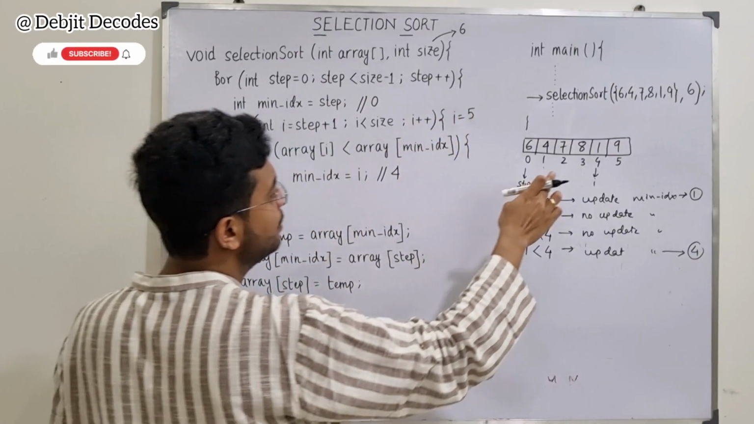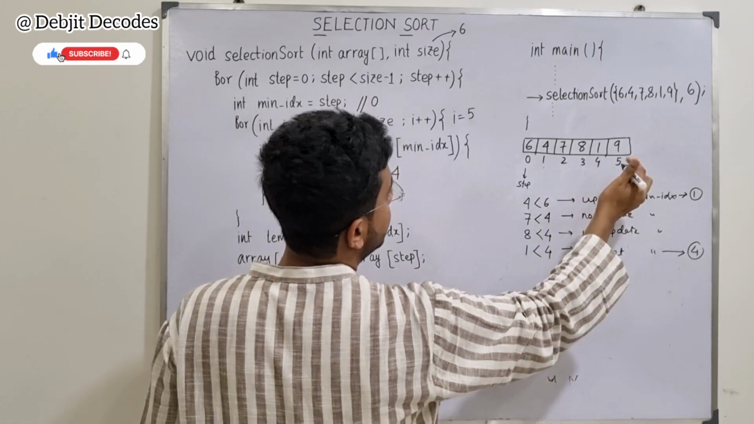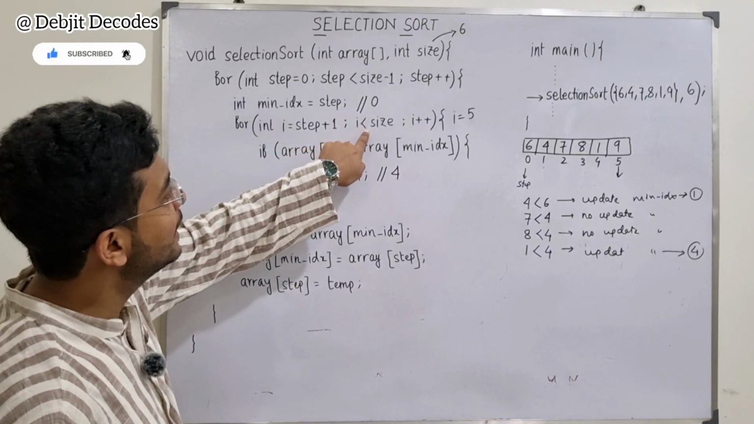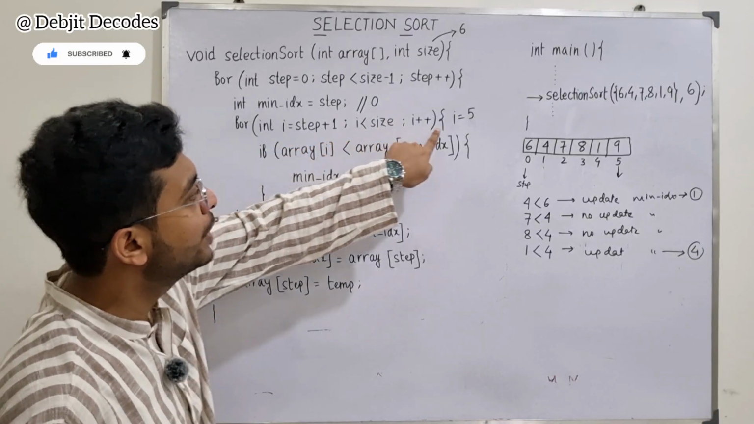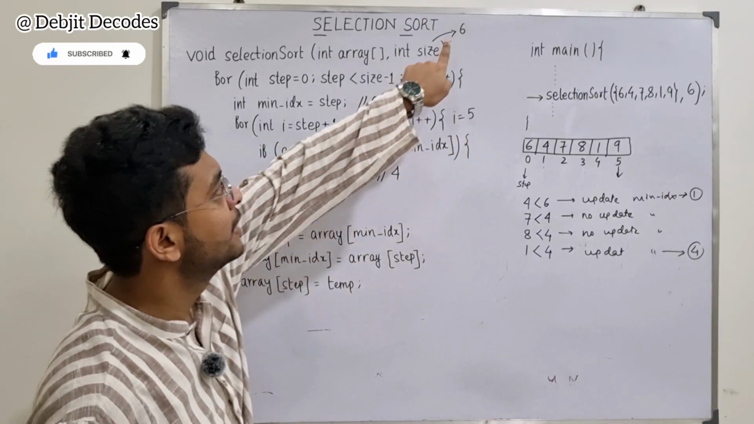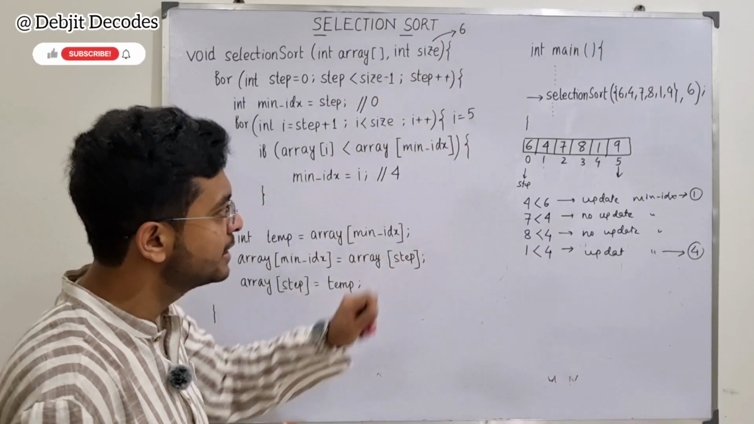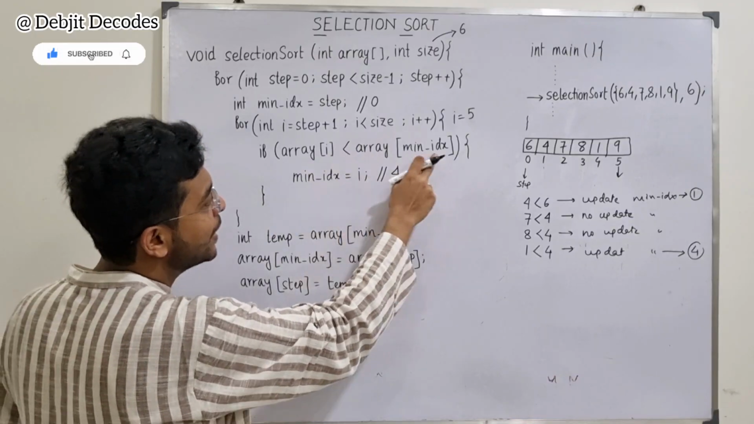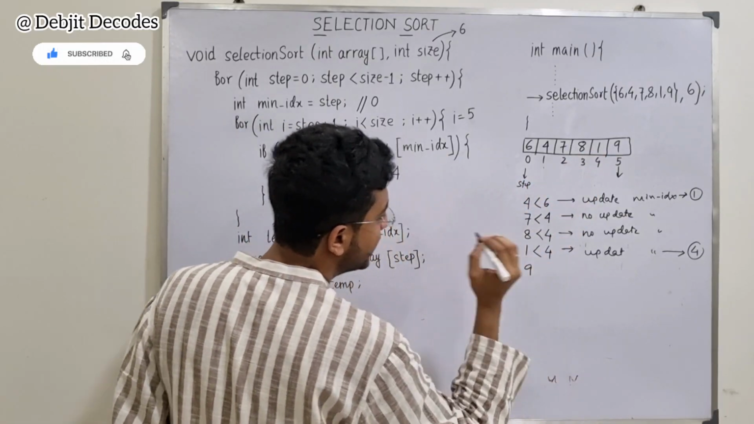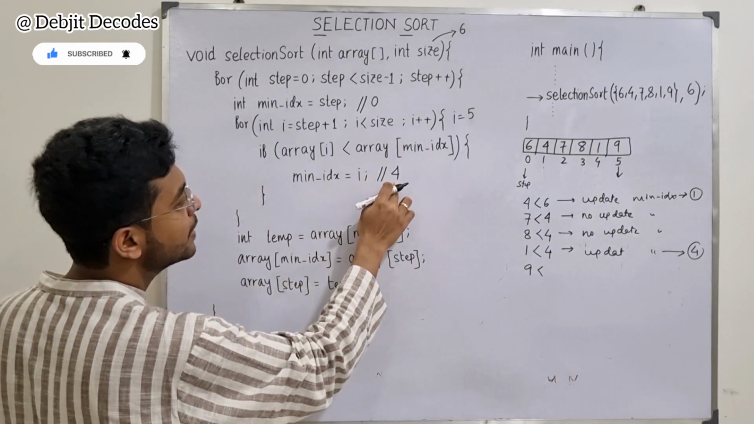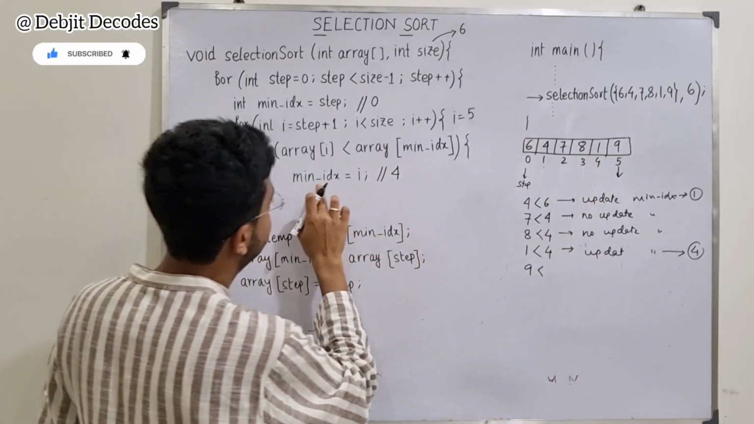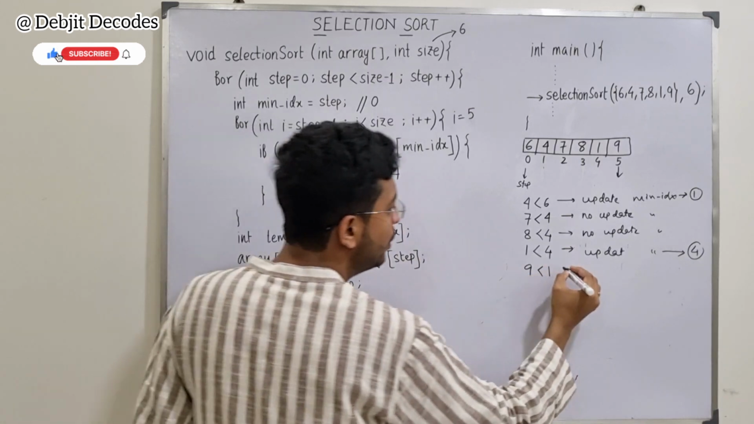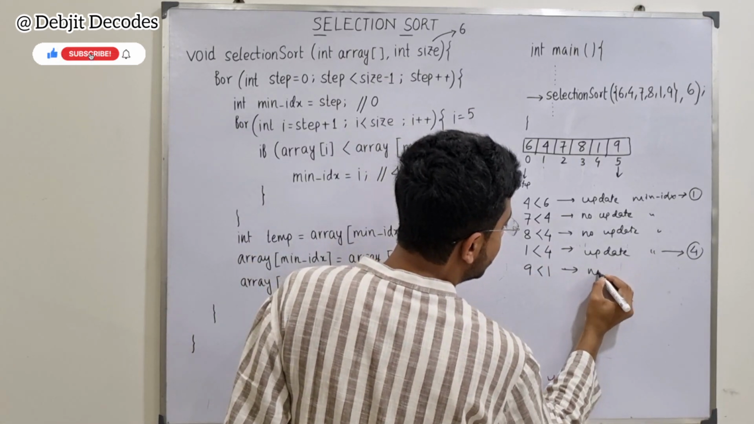Right? So now it will again go back and i becomes 5. Right? Now if I check, i is running till less than size. So now i is 5 and i is less than size, that is 6, satisfied. So it will run this time as well. Now it will check whether array of i is less than array of min index. What is array of i? 9. Is it less than array of min index, which is 4? Array of 4 is 1. Is 9 less than 1? Not satisfied.